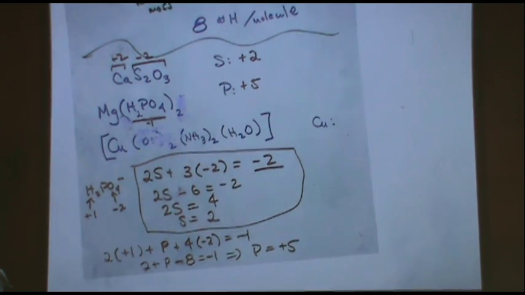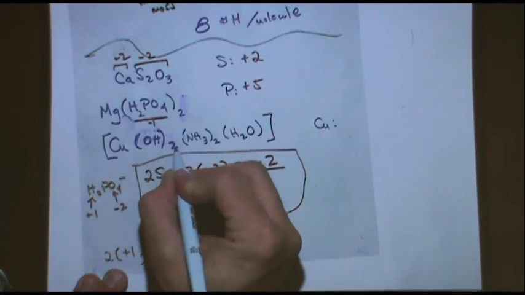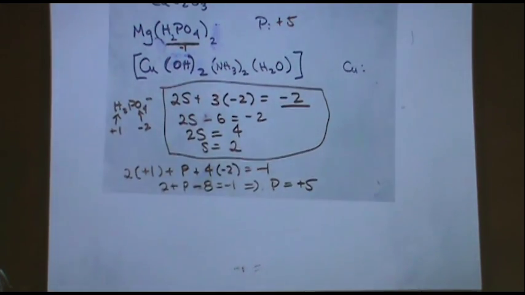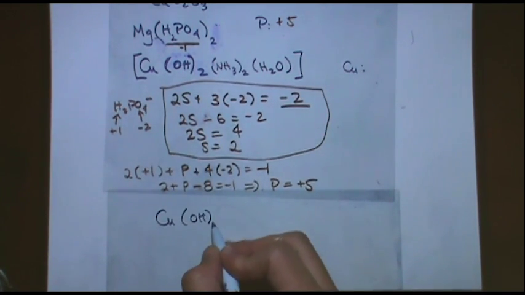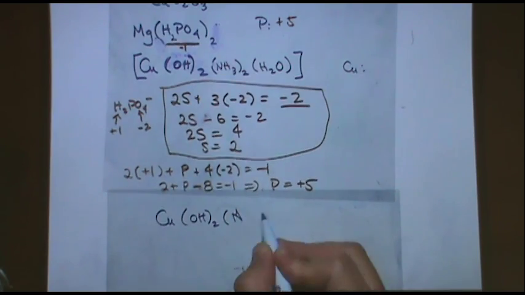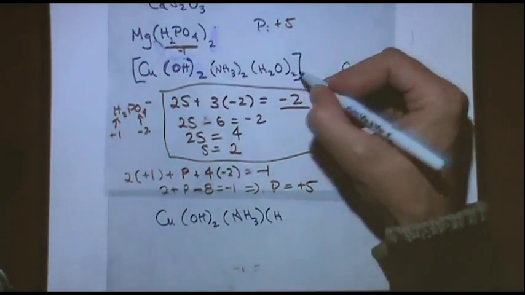Let's do the last one, then I'll see if there's any questions. I totally smudged it though. There we go. There's the last one. For the last one, let me rewrite it. Copper, there's 2 of those things, 2 of these. I meant to put 2 of those. 2 of these.